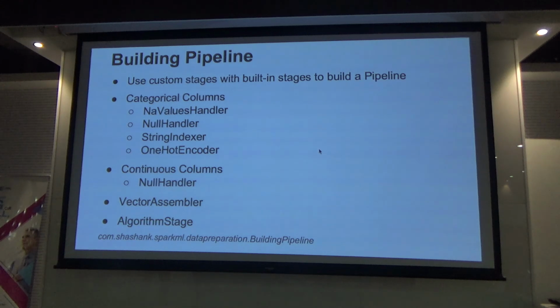So talking about how we want to handle the categorical versus a continuous column. In terms of a categorical column, we'll first be doing the NA values handler, then the null handler so that we avoid nulls, and then the string indexer. We talked about this string indexer, and then the one-hot encoder. So what is this one-hot encoder? String indexer will index the unique values in a specific column to indexes. Now the one-hot encoder converts this index into a vector.